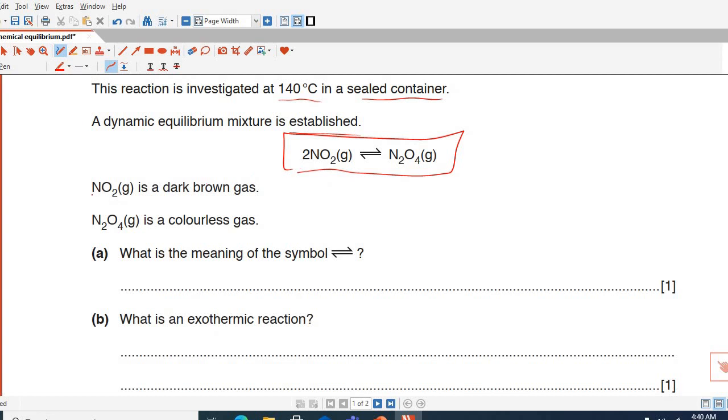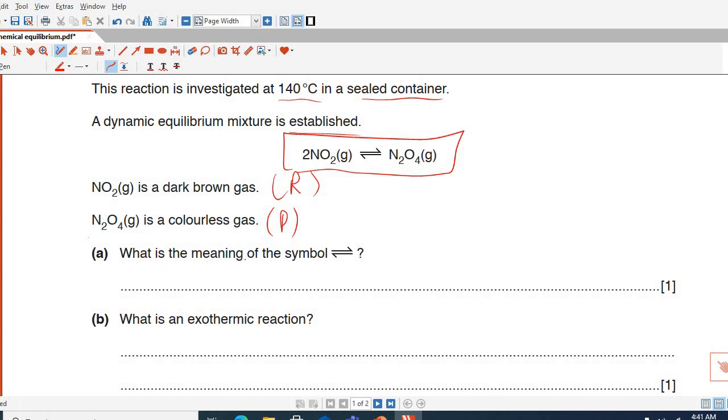Now what is the color of NO2? NO2, nitrogen dioxide, is a dark brown color. And what is the color of the dinitrogen tetraoxide? That is a colorless gas. And nitrogen dioxide is present at the reactant side, and this dinitrogen tetraoxide is present at the product side, right? So now this was the information related to the question. Now we are discussing the questions.